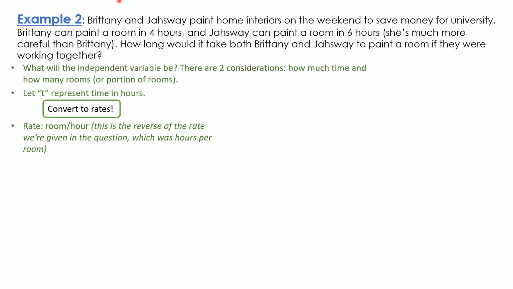I don't know if you're following that or not, so let me just go over that again. Brittany can paint 1 room in 4 hours. I don't want to know how long it takes her to paint 1 room. I want to know how much she can get done in an hour. So her rate is 1/4 of the room per hour. If it takes her 4 hours to do 1 room and I only give her 1 hour to paint this room, she's only going to get 1/4 of it done because it should take her 4 hours.